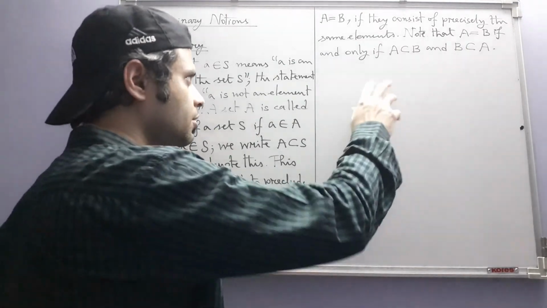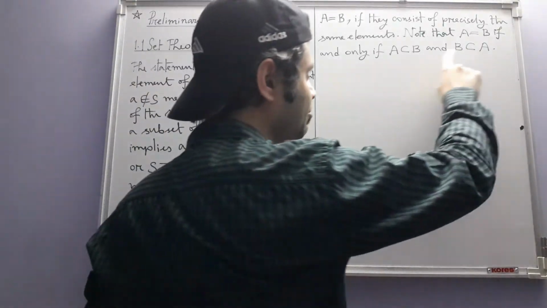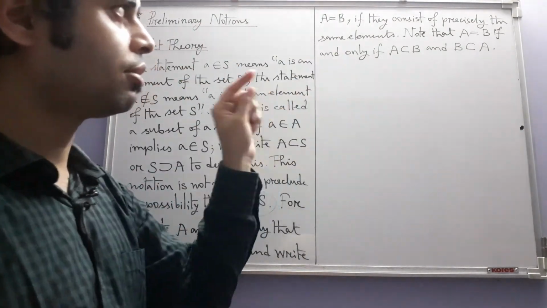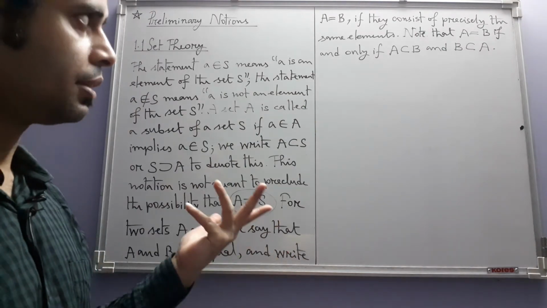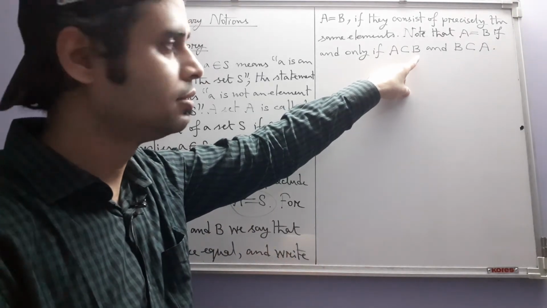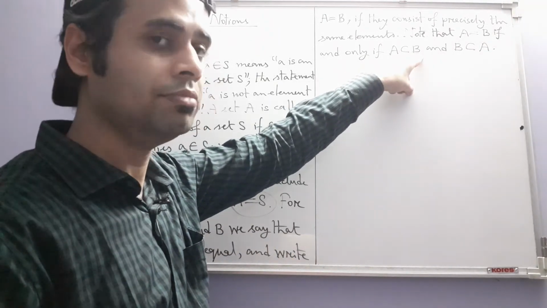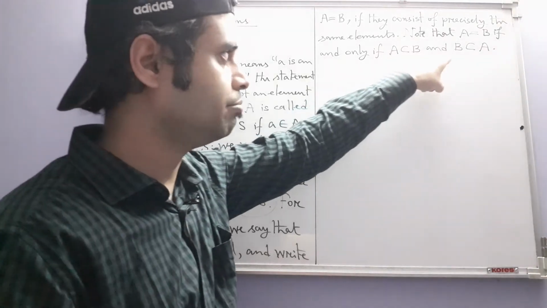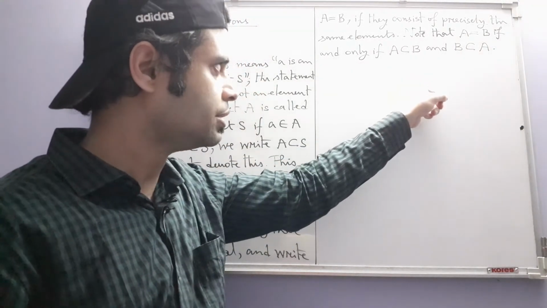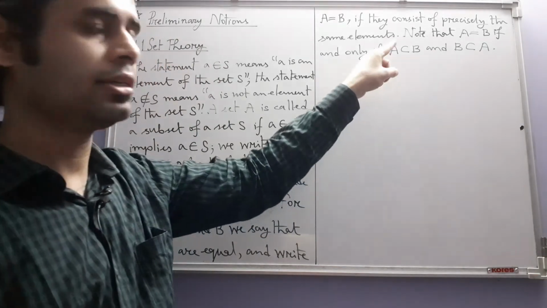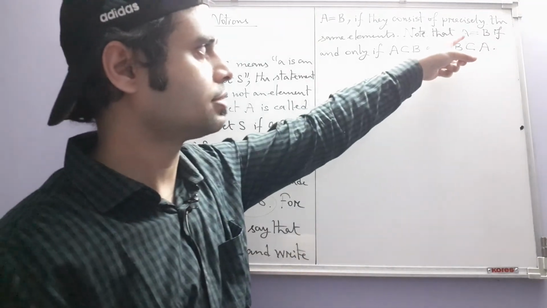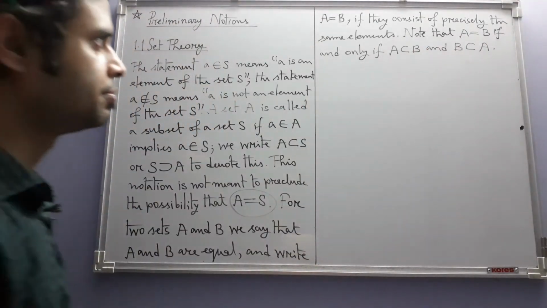Why? If these two containments are true, then why do A and B consist of precisely the same elements? B cannot have anything different than A. Why? Because if there is an element in B which is not in A, then B will not be a subset of A, contradicting this one. Like that, because of this, A cannot have any element that is not in B. So that's why they will consist of precisely the same elements, and hence we will have A is equal to B.